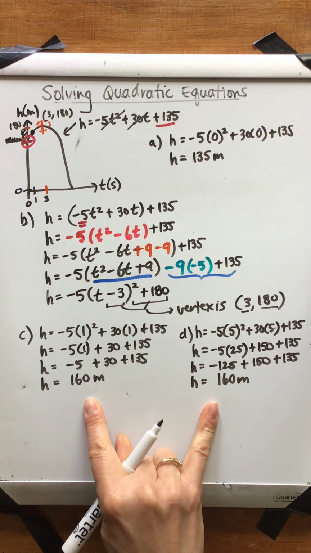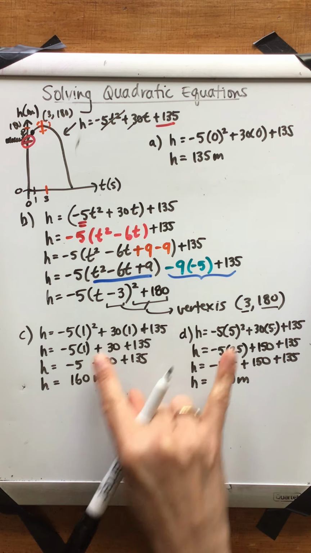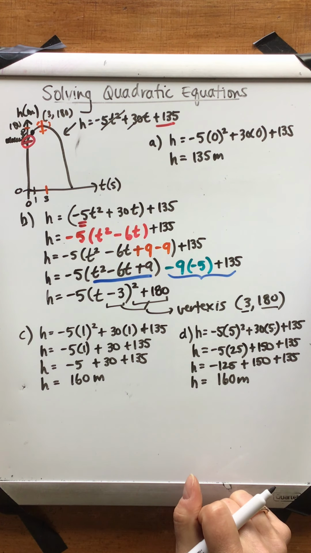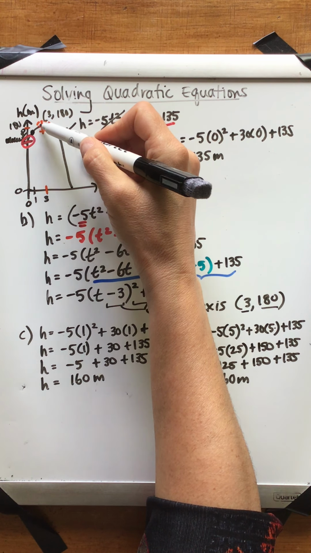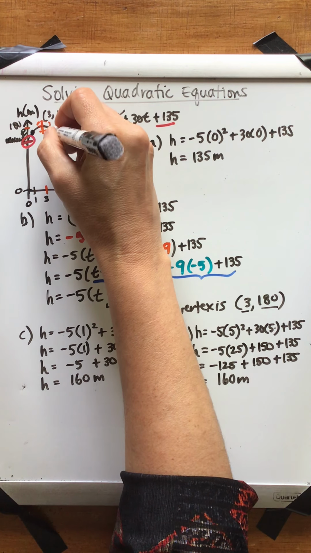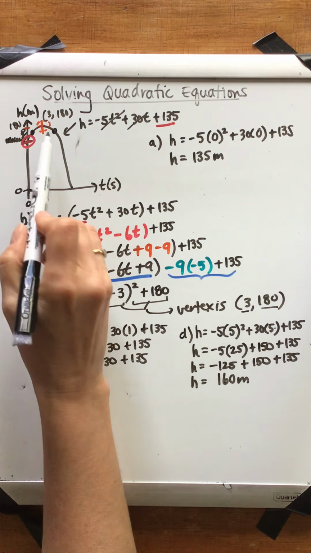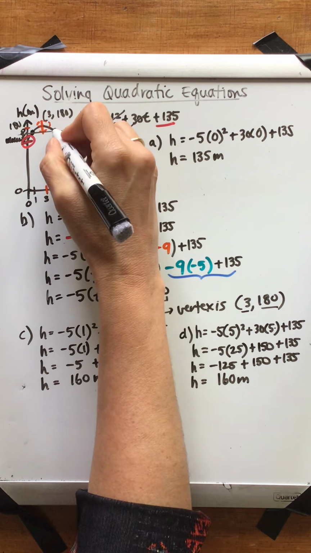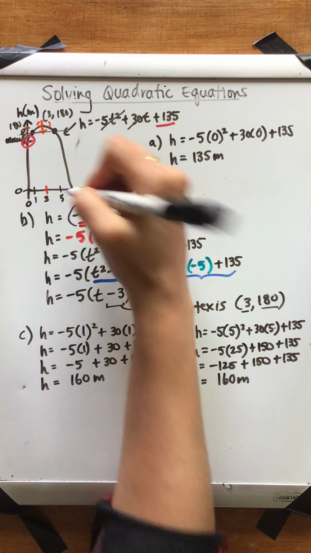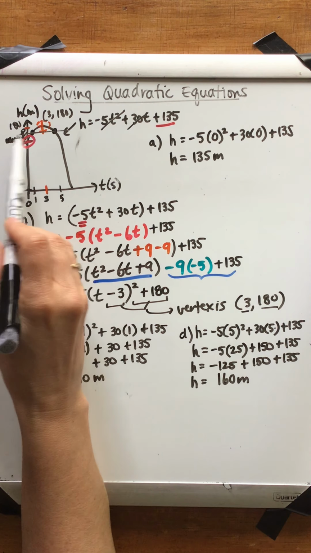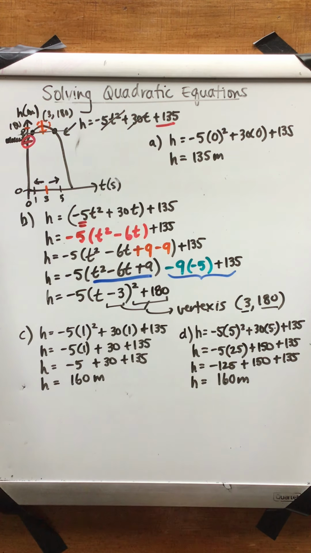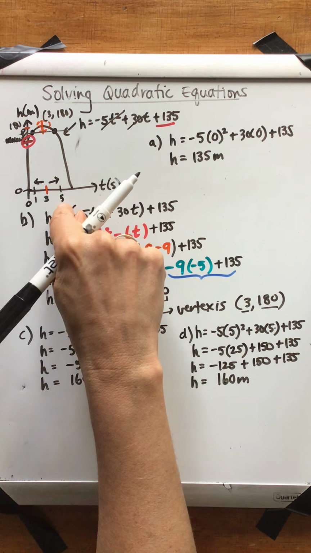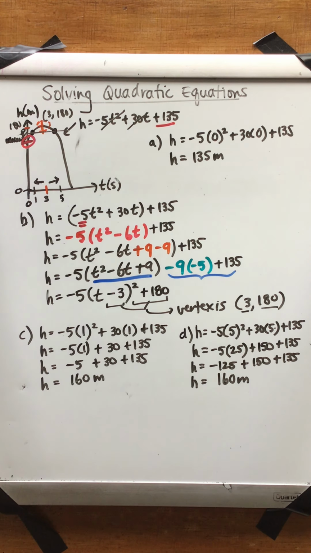How is it possible to have the same height at two different times? Well, let's remember how this rock is traveling. It gets thrown, it hits 160 meters on the way up, but it's also going to hit 160 meters on the way down, right there. And this happens at two different times. It happens at 1 second, and it happens at 5 seconds. And it's not surprising that those same heights occur when the x values are the same distance away from the axis of symmetry. This one's 2 seconds away from the axis of symmetry, and this one's 2 seconds away. Okay, so it's totally possible and makes sense.